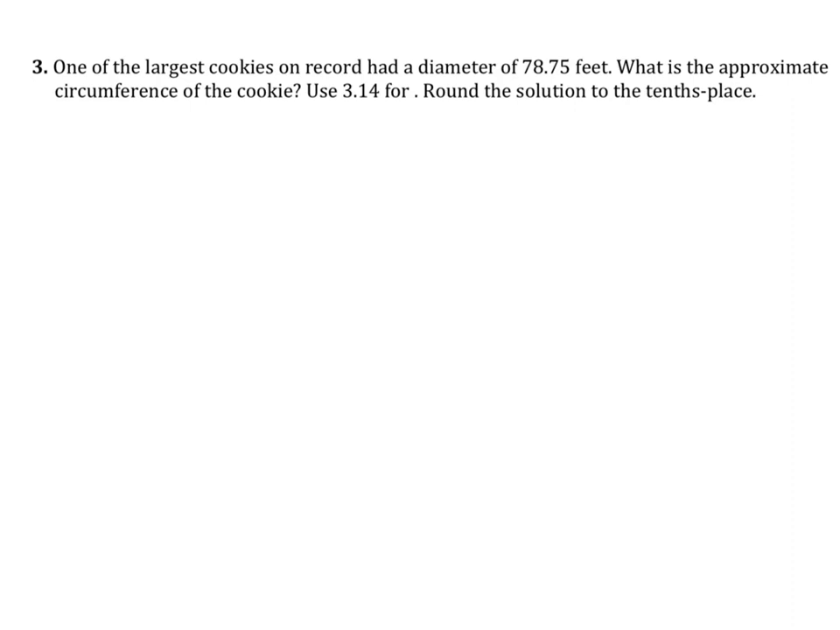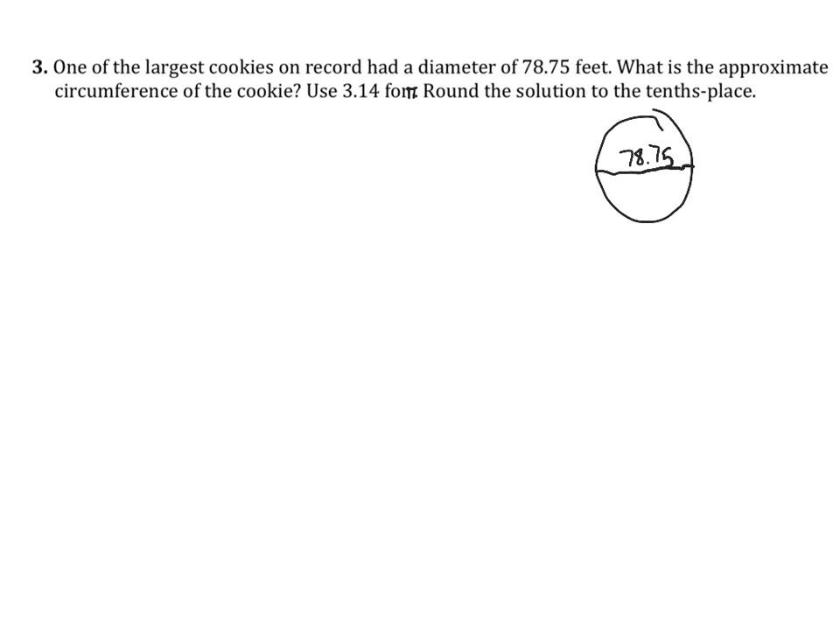Number 3 says one of the largest cookies on record had a diameter of 78.75 feet. What is the approximate circumference of the cookie? Use 3.14 for pi. Forgot to add that in. Round the solution to the 10th place. So the first thing I would do is draw my circle. And it says the diameter, which is all the way across, 78.75.